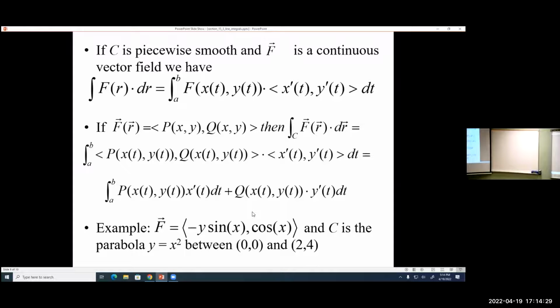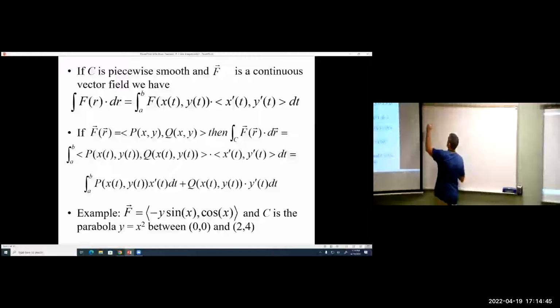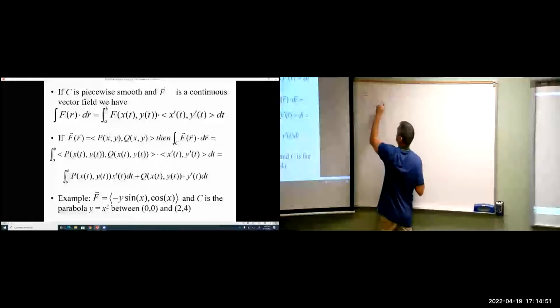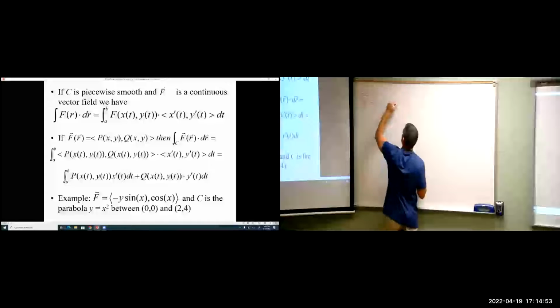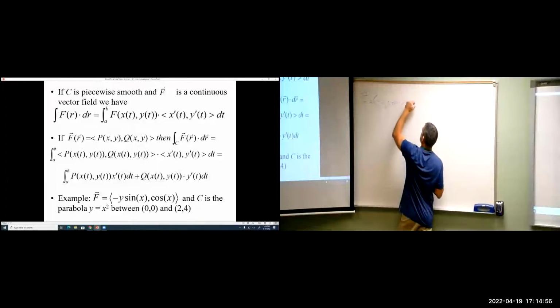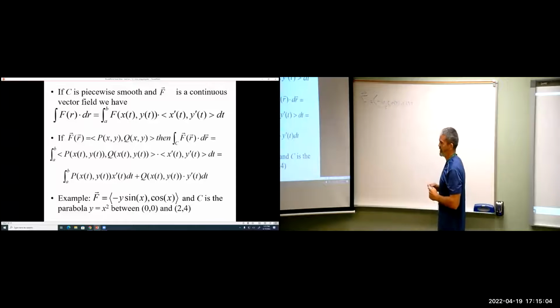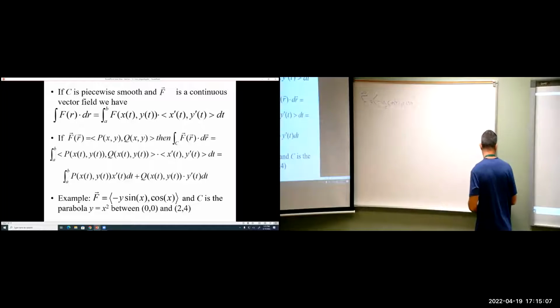So we're going to take this and set it up. It doesn't make for a super nice integral, so we'll have Symbolab calculate it for us. But let's talk about how these pieces that I just threw at you go together. All right, so we're calculating a line integral, and we're given the vector field negative y sine of x, cosine of x. And C is the parabola y equals x squared from (0,0) to (2,4).